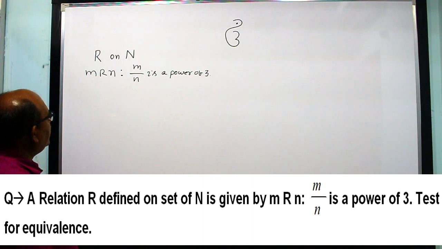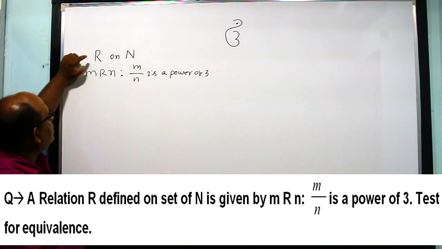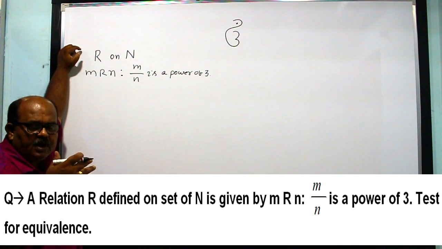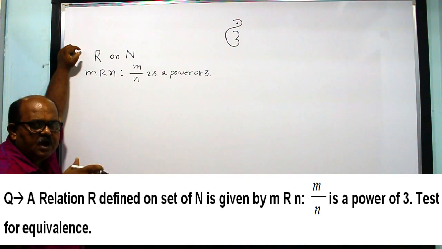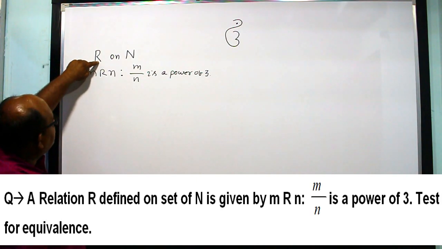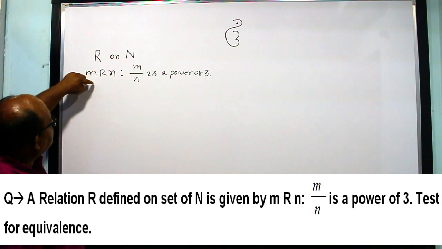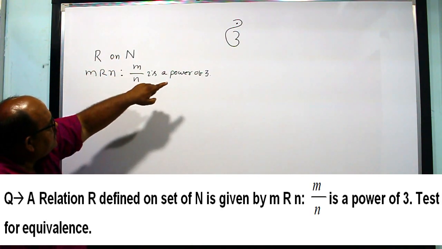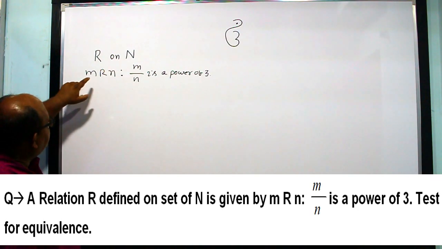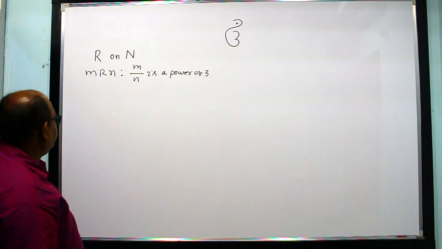Test for equivalence. This is a given relation on the set of natural numbers. You know the natural number set starts from 1 and goes 1, 2, 3, 4, 5. These are the natural numbers. So R is a relation defined on that natural number set N, and the relation is: if m is related to n, then m by n is a power of 3.